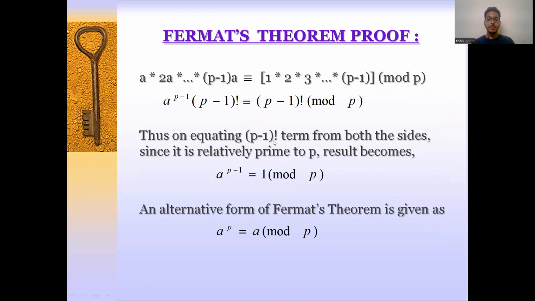Thus, on equating the (p-1)! term from both sides, since it is relatively prime to p, the result becomes a to the power p-1 is congruent to 1 mod p. An alternative form of Fermat's theorem is given as a to the power p is congruent to a mod p.